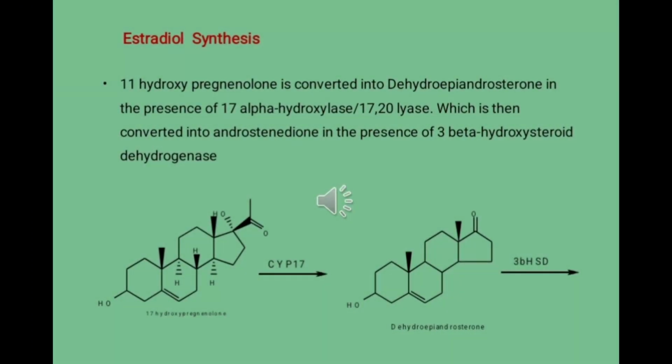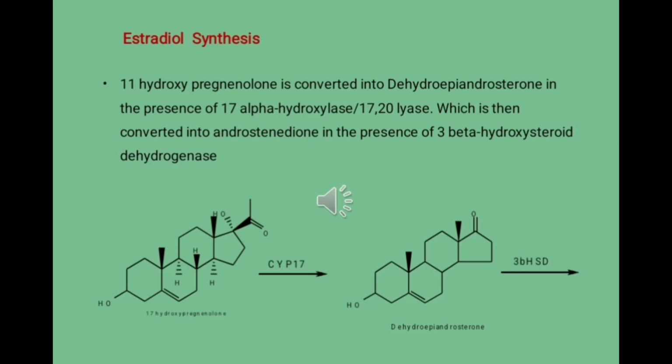Let's see the synthesis of estradiol. Estradiol is the common example of estrogens. In the first step, 17-hydroxypregnenolone is converted into dehydroepiandrosterone in the presence of 17-alpha hydroxylase 17,20 lyase enzyme, which is then converted into androstenedione in the presence of 3-beta hydroxysteroid dehydrogenase. So you can see over here in this reaction, the first structure is the 17-hydroxypregnenolone, which has hydroxyl group at carbon 3 position, acetyl group at carbon 17 position, and hydroxyl group as alpha also present at carbon 17 position. In addition, there is a presence of double bond at carbon 5 position.